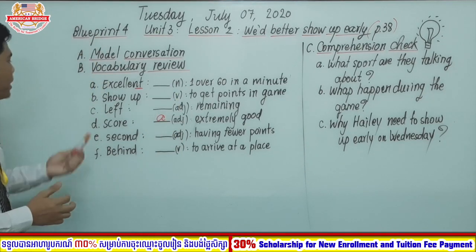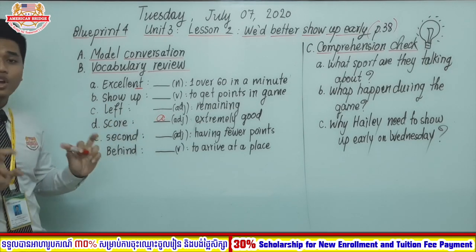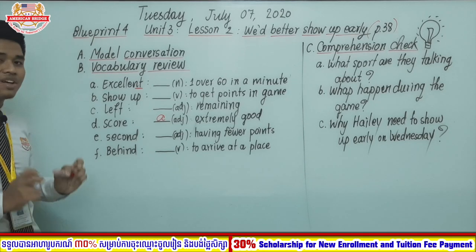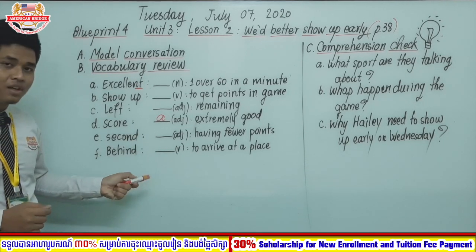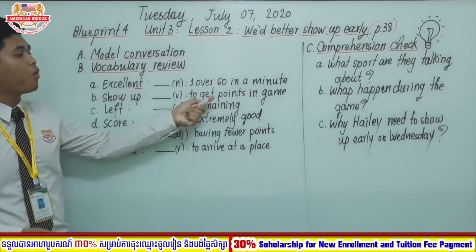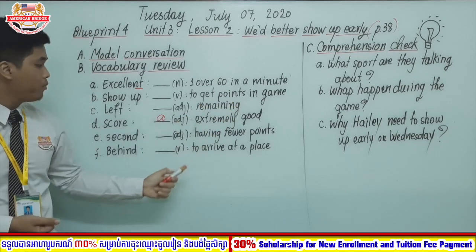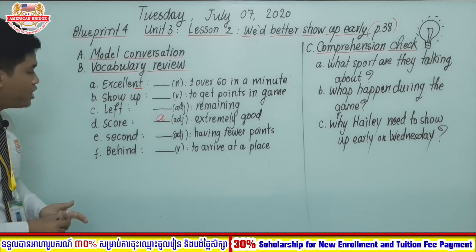That is A. Letter B is "show up." So "show up" is a phrasal verb and it functions as a verb. How many verbs are there in the definitions? There are only two verbs. Look at the first one, "to get a point in a game." No. And the last one, "to arrive at a place." It is the correct definition.